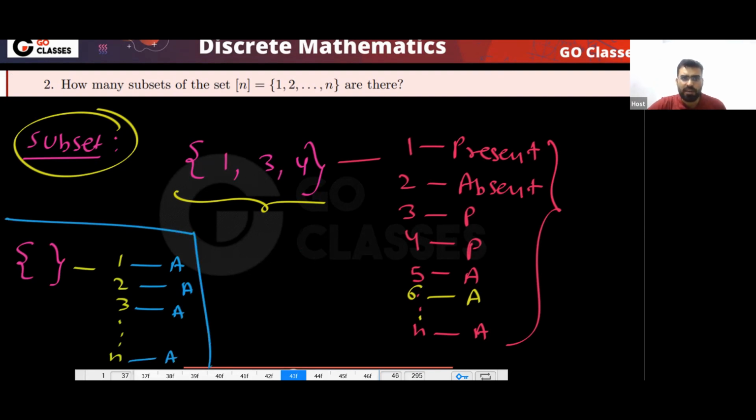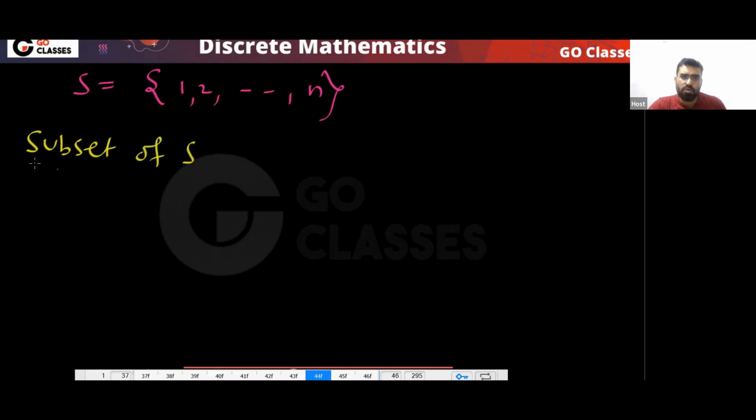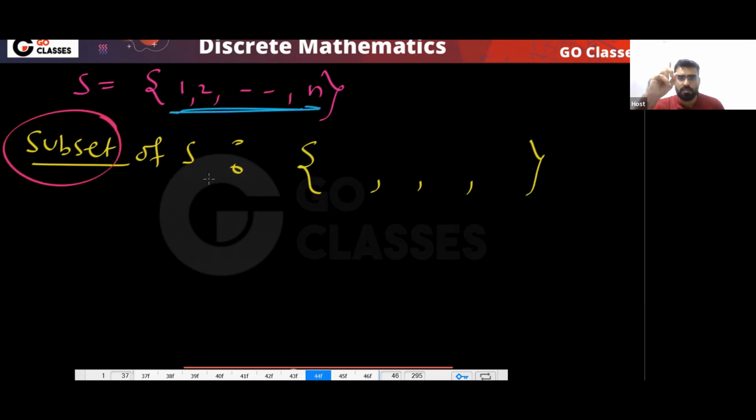I can say that for every element, we have two choices: either it is present in the subset or it is not present in the subset. So this is your set, 1 to n. Now, when you create a subset of S, we are creating a subset of S. So when you create a subset of S, every element of S has two choices.